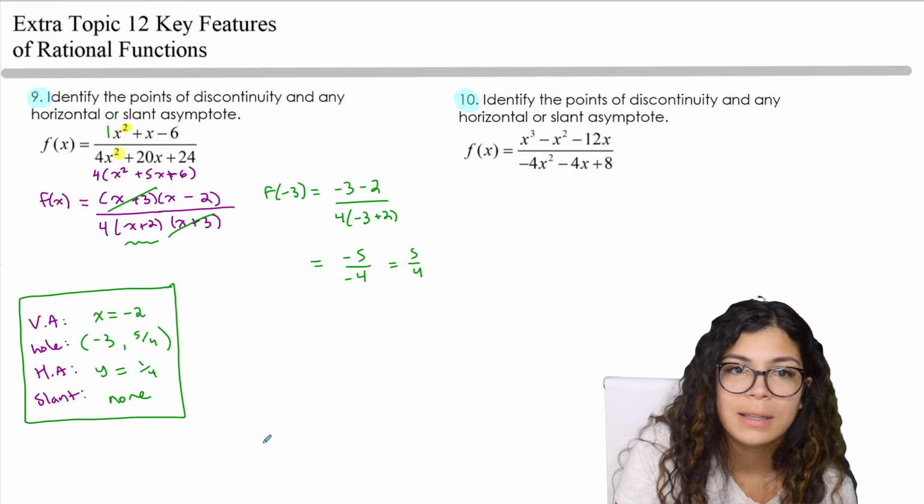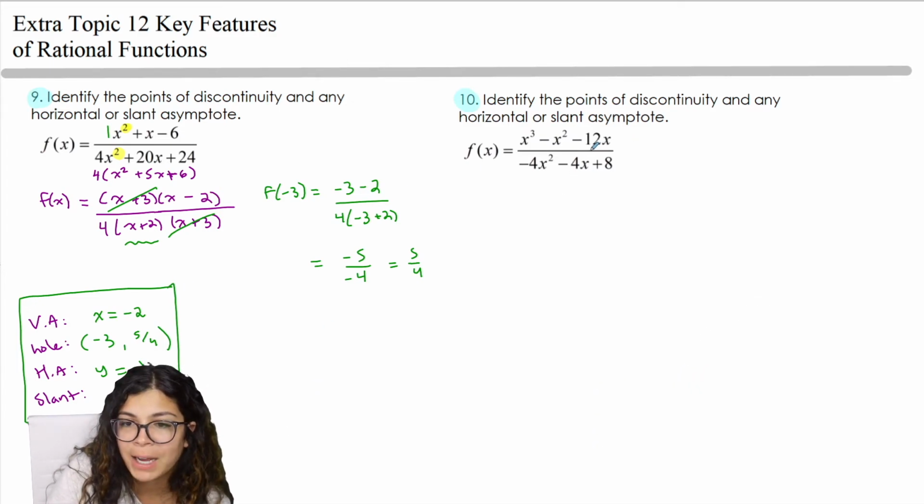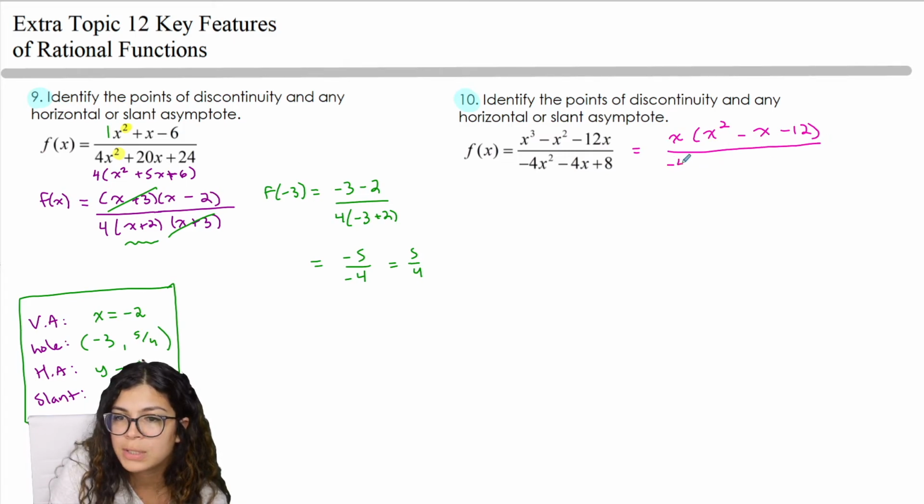All right, let's try number 10. Again, same thing, we want to factor. So first, let's factor out a common GCF of x in the numerator. So we get x squared minus x minus 12. And in the denominator, we can factor out a -4 GCF. That gives us x squared plus x minus 2.